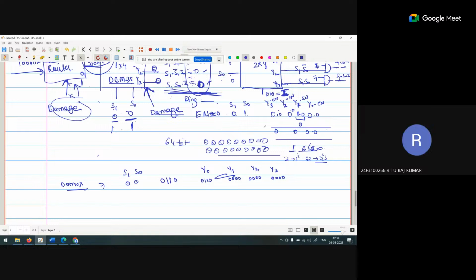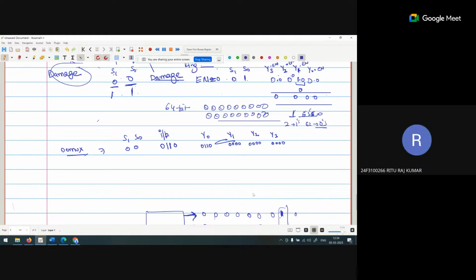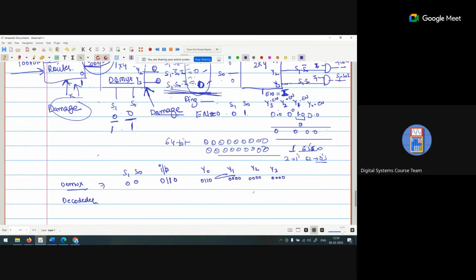Sir, my doubt is... Wait a minute, I will explain this one. Is there any doubt in this particular demux input and output? No, sir. Okay. Now when we go to the decoder, when my S1 and S0 are 0 0, my Y0 is 1 1 1 1, and the others are 0 0 0 0.